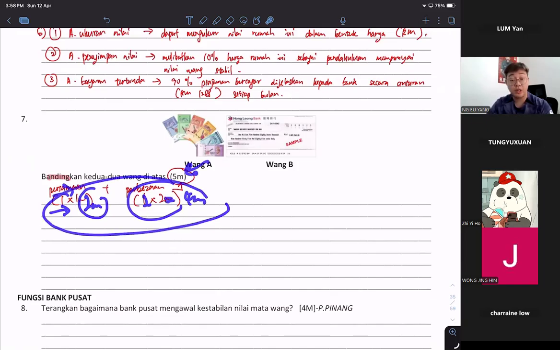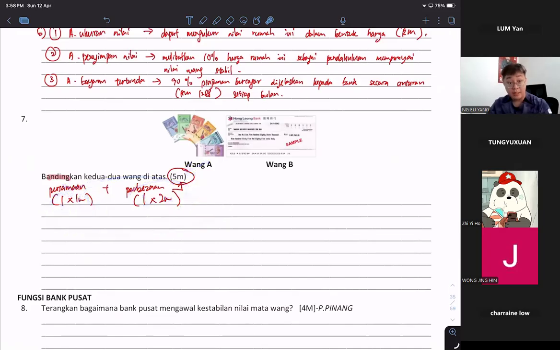Then you are going to give extra points. So the ideal way to answer the bandingkan is to give 1 persamaan for 1 mark, and 2 perbezaan for 4 marks. That's your 5 marks. Vice versa, if we give 1 perbezaan for 2 marks, then in order to get another 3 marks, we give 3 persamaan. So this is your 3 marks.